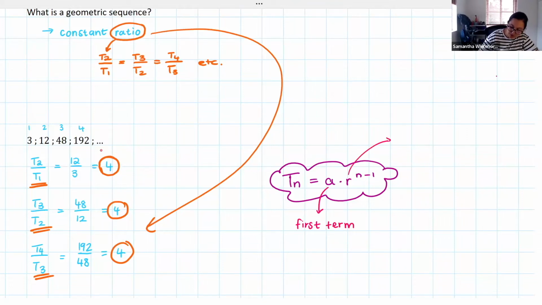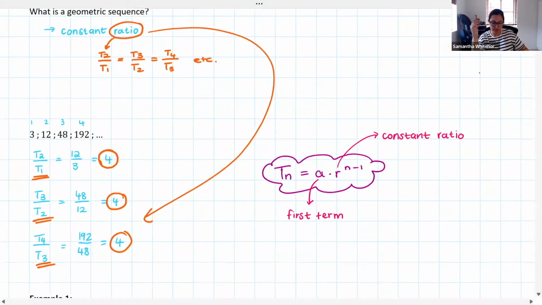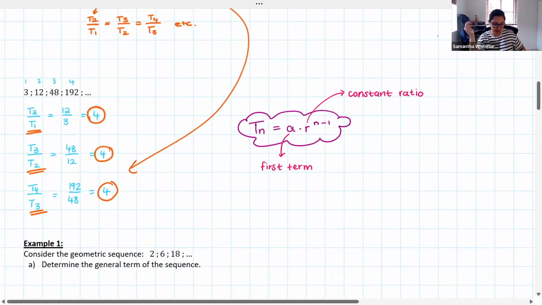And now because we're working with a geometric number pattern or geometric sequence, r is our constant ratio. And that's why it's so important to know how to work out your ratio, because you may potentially need it in order to work out your nth term. So we need to know those two bits of information in order to find the nth term of any geometric number pattern. All right, I'm going to write the formula down again as we start to look at some examples.